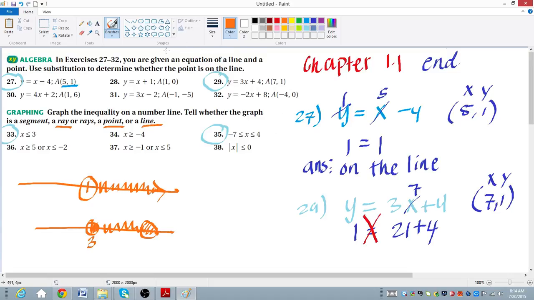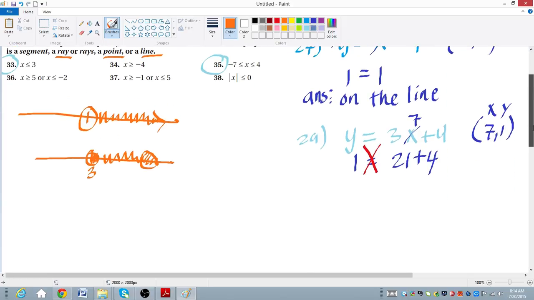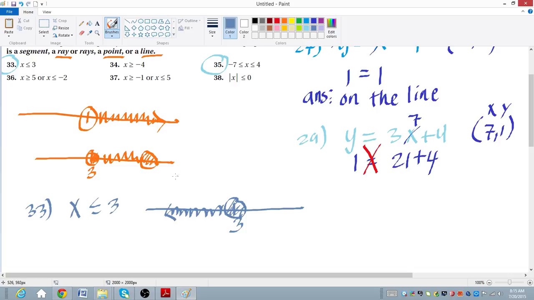So let me do number 33. Scroll down a little bit. Number 33. If I were to graph x is less than or equal to 3, remember from algebra the graph starts at 3, and this is a closed circle because of the equal sign on the bottom. So I'm gonna close it, and then I'm gonna shade in this way, and this is a ray. So that's the answer for number 33.